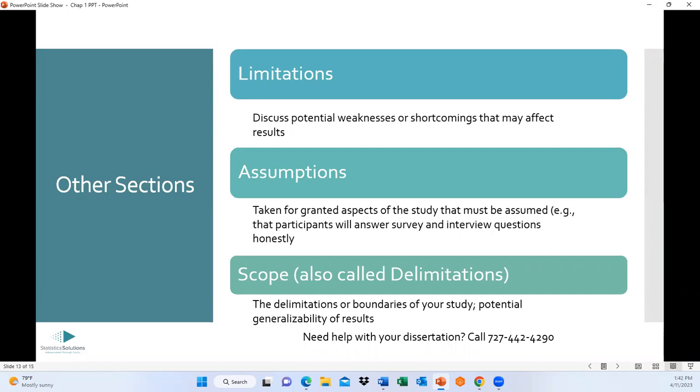Sometimes there's another section called scope or delimitations. And delimitations, it's kind of confusing because it has the word limitations in there. But these are things that you can control. These are the boundaries that you've put on your study, right? And it's going to sound a lot like your purpose. It's going to talk about who your participants are, what your setting is, a lot of specifics like that that are in your purpose.